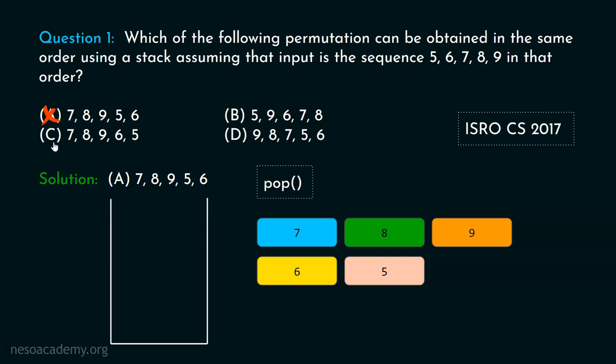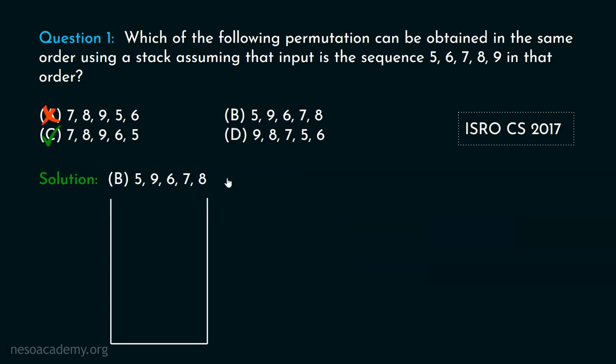But you can see that option C is correct. As you can see, this is the sequence so obtained, right? 7, 8, 9, 6, 5, not 5, 6. You can see this, 7, 8, 9, then 6, then 5. So option C is the correct option, but option A is not the correct option. But for completion, let's consider option B as well.